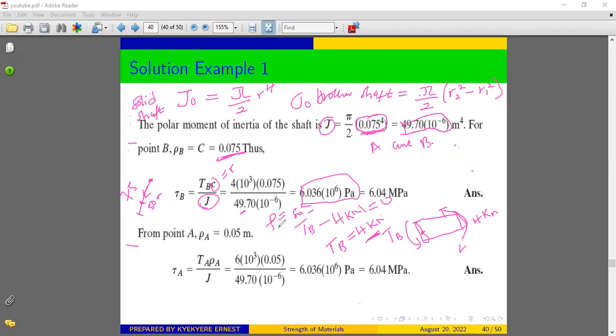But this polar moment of area is going to be the same. Don't forget that when we are calculating the polar moment of inertia, we don't use the rho, but we use the C or the R, which refers to the radius of the circular section, not the distance along the radius. So from here, the polar moment is going to remain the same, what you have calculated, and then we put our values in, and we can get our shear stress at that point.